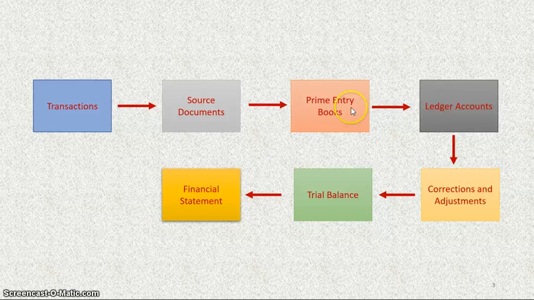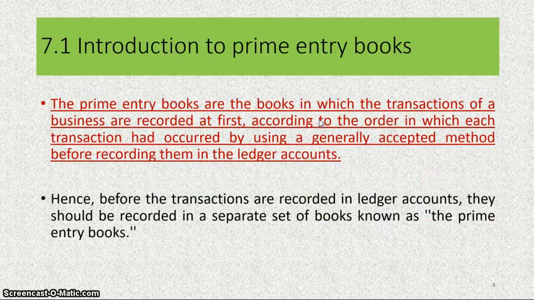Before posting these transactions to ledger accounts, you will have to record them in the Primementary book first. So this is what we are going to discuss. So what is a Primementary book? The Primementary books are the books in which the transactions of a business are recorded at first, according to the order in which each transaction had occurred, by using a generally accepted method before recording them in the ledger account.